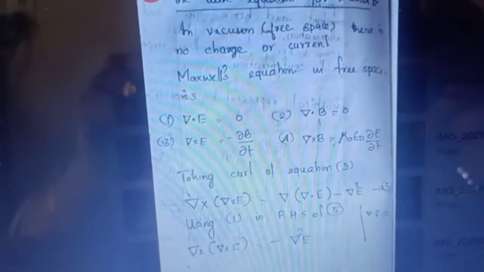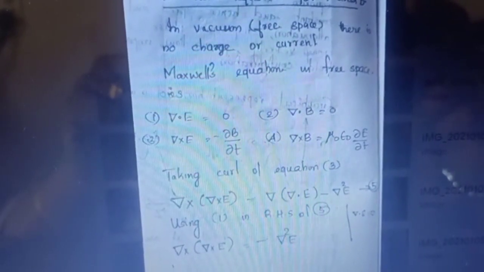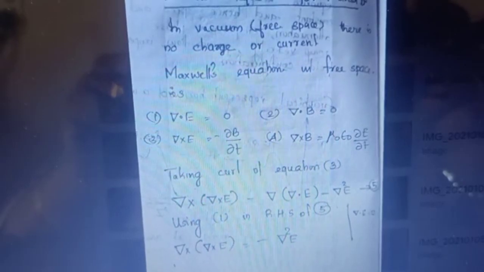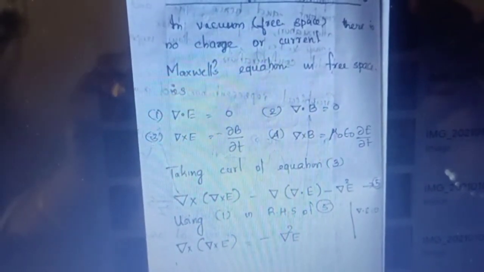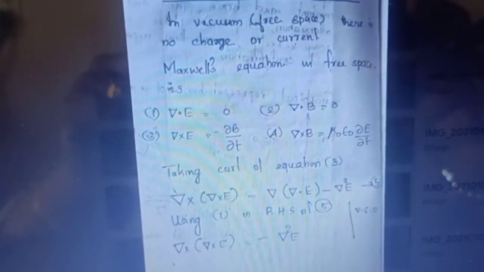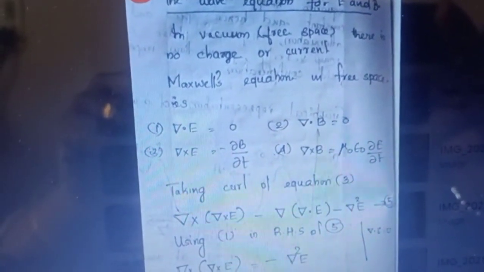Already you have studied Maxwell's equations. So Maxwell's equations in free space: del dot E is equal to 0. We know that del dot E is equal to rho by epsilon 0. This was the Gauss law. In free space there is no charge, rho is equal to 0, and hence del dot E is equal to 0. Then next, del dot B is equal to 0. Del cross E is equal to minus dou B by dou t, and del cross B is equal to mu 0 epsilon 0 dou E by dou t.